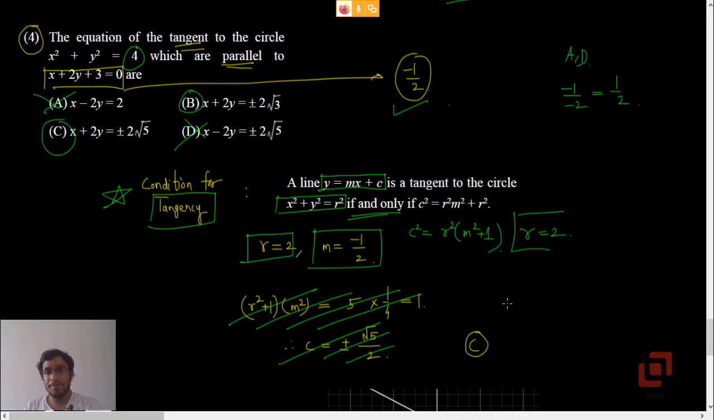It should be c squared equal to r squared into 4 into bracket m squared plus 1. How much is m squared? m is negative 1 upon 2, so m squared is 1 by 4, plus 1, equal to 4 into 5 by 4, or 5. So c must be equal to plus or minus root of 5.